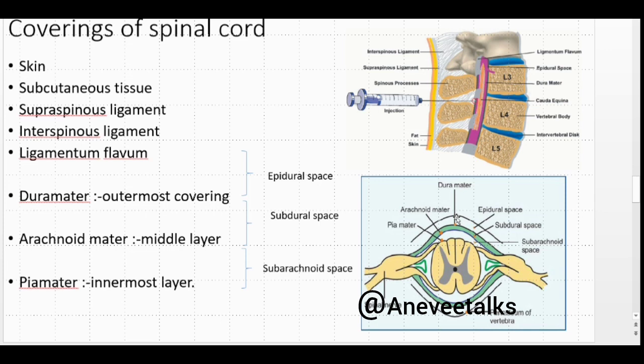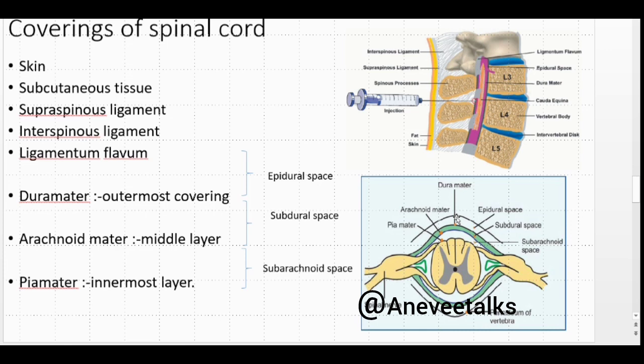Let me repeat it once again. The spinal cord is covered by three meninges. From outside to inside, we have the dura mater, arachnoid mater, and pia mater. The dura mater is the outermost covering, like a toughest guardian. Think that the spinal cord is like a king of his own kingdom.